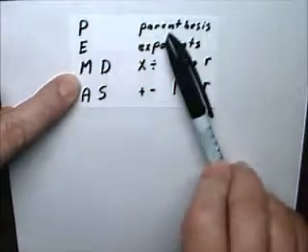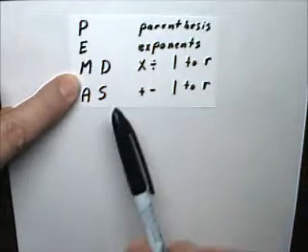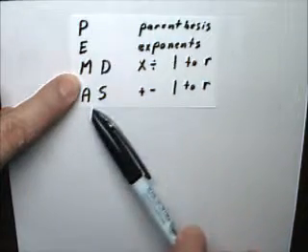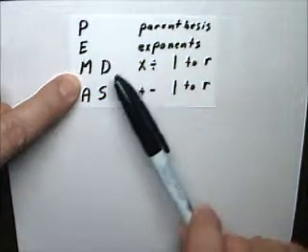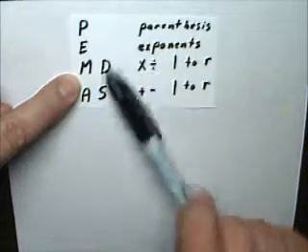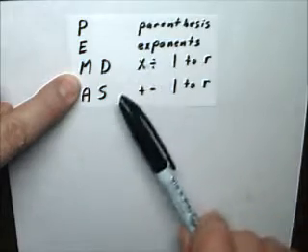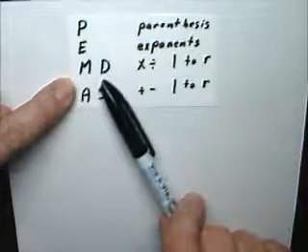The P stands for parentheses, and these are done first. Everything in the parentheses is done according to these rules. So if you had parentheses inside of parentheses, then you would just apply these rules again. E is exponents.